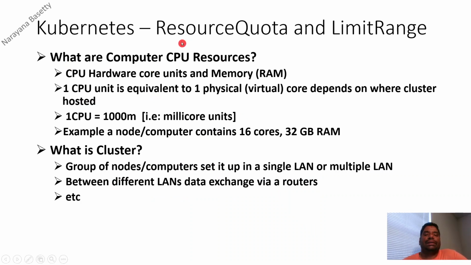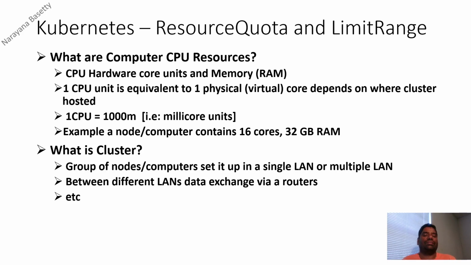Before we try to understand resource quota and limit range, we need to understand our computer CPU resources. So what are computer CPU resources? You know that a CPU has cores, memory, motherboard, all those things. Whenever we host anything on the computer hardware, say the OS essentially requires some disk space to install the software. To perform better, you need to have a good amount of memory, right?